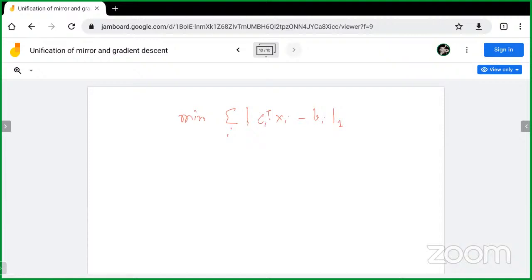Another is boosting. There are a bunch of different things, lots of different applications. Anyway, thanks.